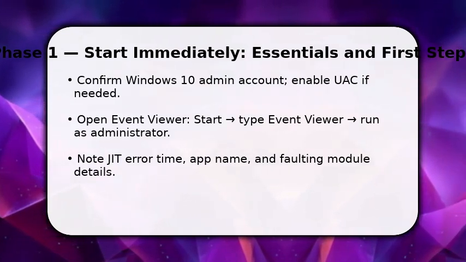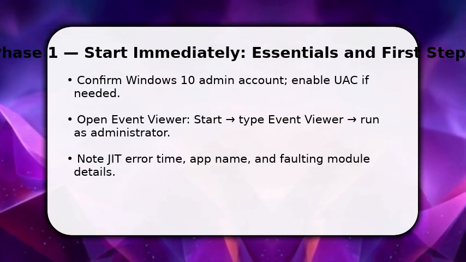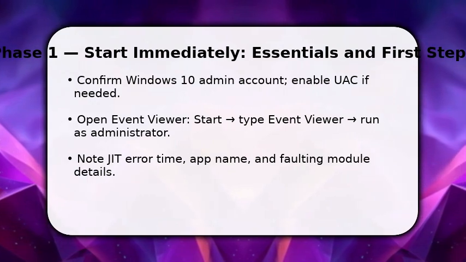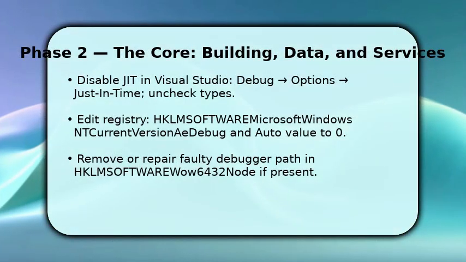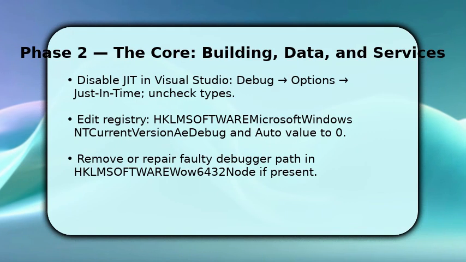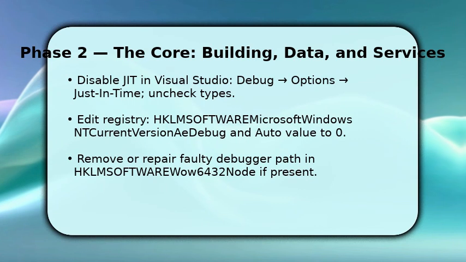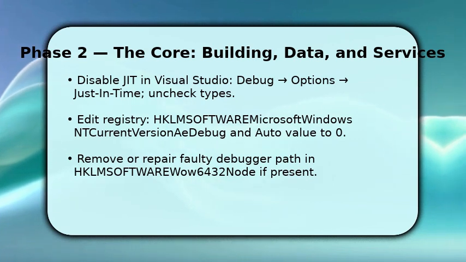Next, you disable just-in-time in Visual Studio because that stops automatic debugger prompts. Open Visual Studio, go to Debug > Options > Just-In-Time, and uncheck Managed, Native, and Script as needed. Once done, edit the registry to prevent AeDebug from launching.